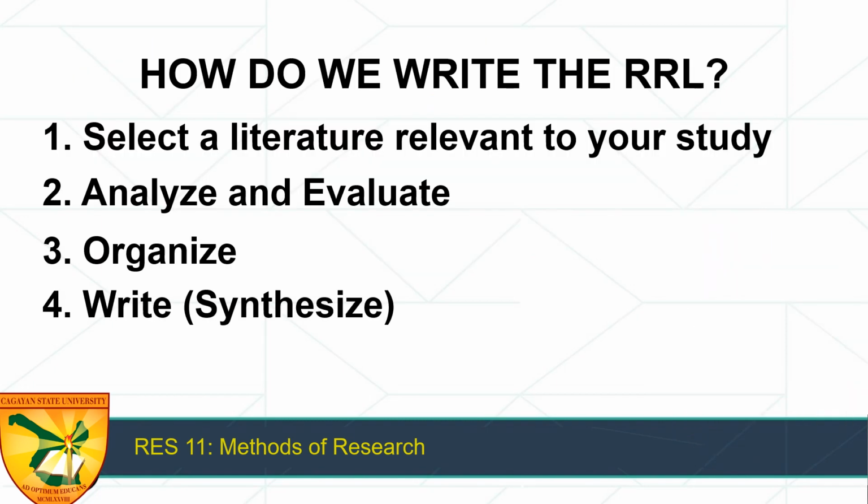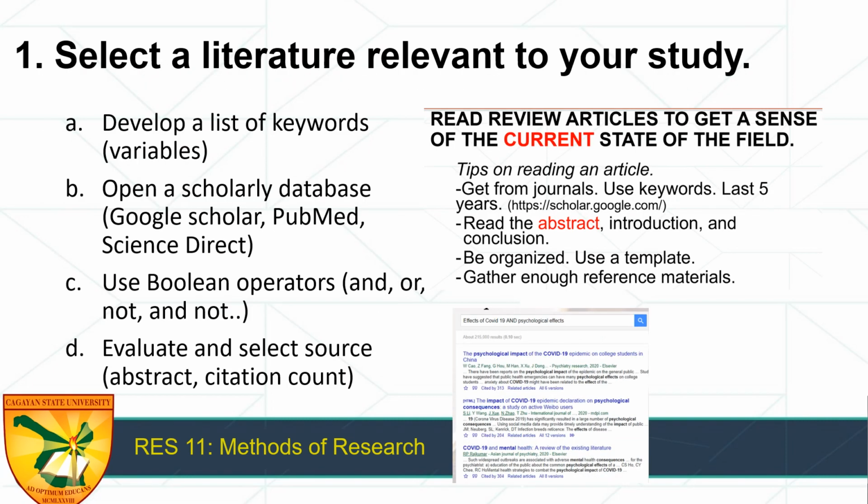So the 4 steps are select, analyze and evaluate, organize, and synthesize the RRL. We will look into each of these in the next slide. So the first step is selecting a literature relevant to your study. We've discussed this already in Unit 2 when we were in topic formulation. So these are the steps in selecting a literature for your study.